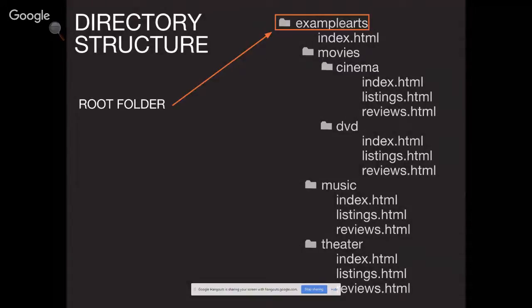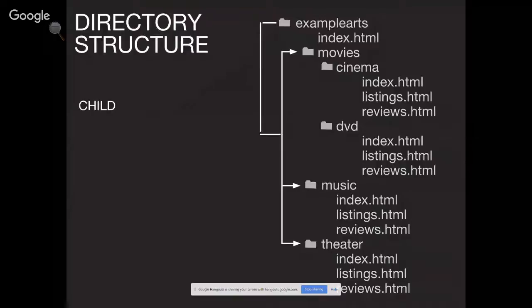So this is the root folder. Then we talk about which are the child folders. Again, we see here that example has several children folders. It has the movie and the theater, and music. The example arts folder has movies, music, and theater, which are its children. They're one folder down from the root folder. And the folder that contains them, we also can refer to as a parent folder.